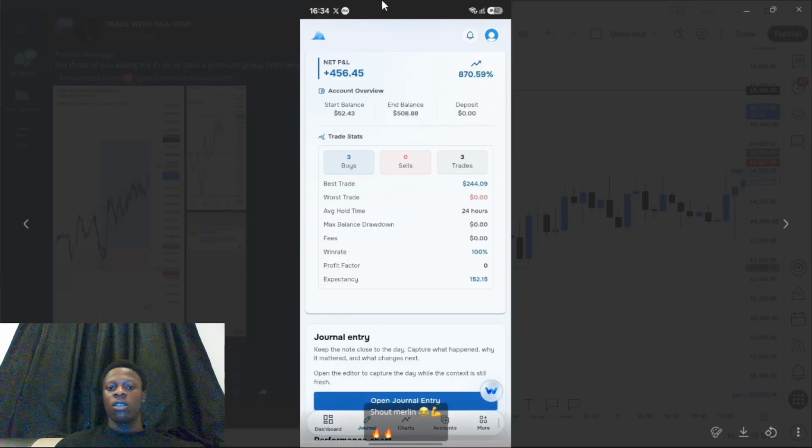870%. You can actually see it on the account right there. We just took three trades, and you can see those three are still running. I just closed three trades, one at break even and two in full take profit.